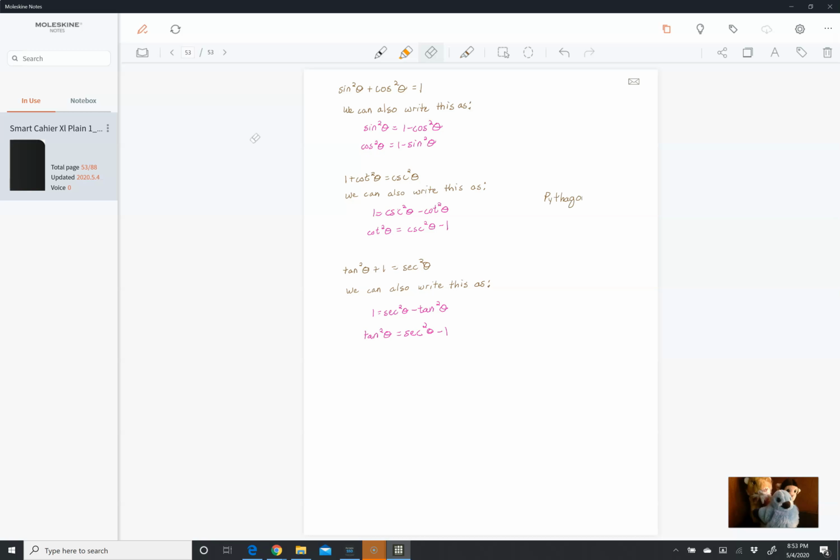So keep in mind that if you see it as any of these 3 different ways, they're still Pythagorean identities. They're called Pythagorean because they're based on the Pythagorean theorem. We derived sine squared plus cosine squared equals 1. We derived it using o squared plus a squared equals h squared. Or we derived it using that x squared plus y squared equals 1 using the right triangle.